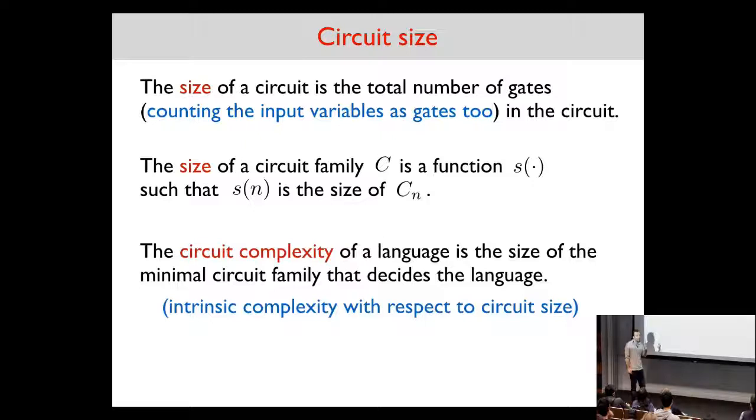Right, so exactly what you would expect. And then the circuit complexity of a language is the minimal circuit family that decides the language. In some sense, it's the intrinsic complexity with respect to circuit size. Now, in this particular case, actually, this circuit complexity is well defined, unlike intrinsic complexity.